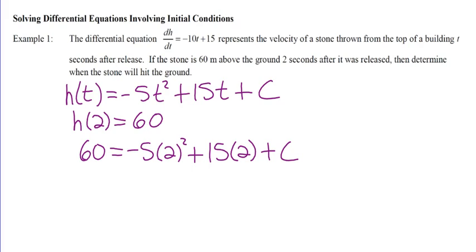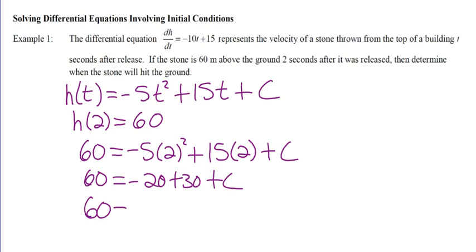So now we can find the equation which describes the height of this particular stone, which at a time of 2 seconds is 60 meters above the ground. All right, so what do we got? 4 negative 20 plus 30 plus c. So 60 is 10 plus c. So c is 50.